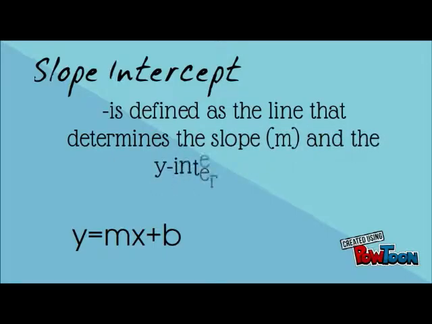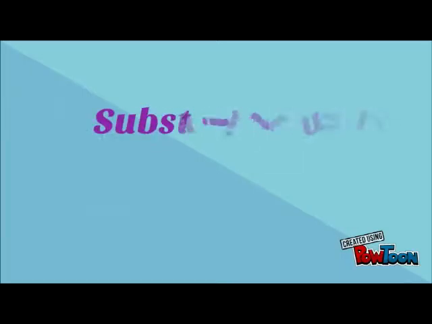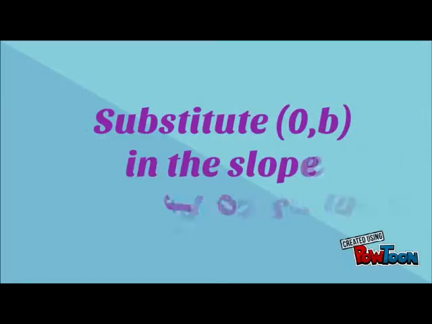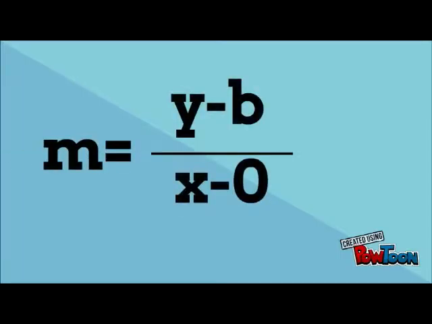Slope-intercept is defined as the line that determines the slope, which is the m, and the y-intercept, which is the b. From the formula of the slope, m equals y minus y sub 1 all over x minus x sub 1, we let x sub 1, y sub 1 be the y-intercept defined as 0, b. Now, substitute 0, b in the slope formula. We have m equals y minus b all over x minus 0.